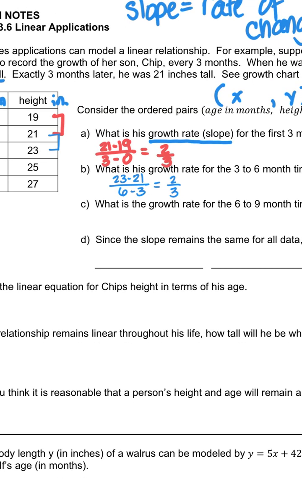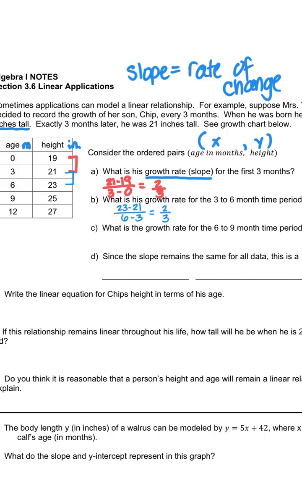Now it says, what is the growth rate for the 6 to 9 month period? So let's go ahead and do the 6 to 9 month period, which is right there. I used the green marker for this one. So we have 25 minus 23 over 9 minus 6. Now we have 2 over 3. So therefore, our growth rate is also 2 over 3.